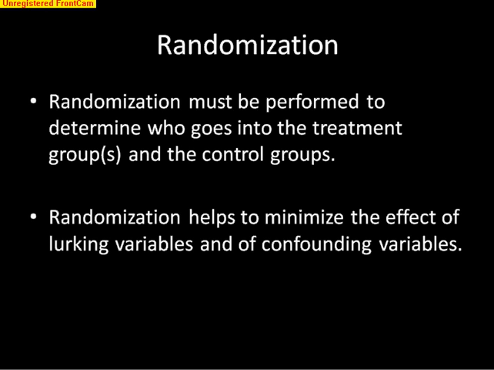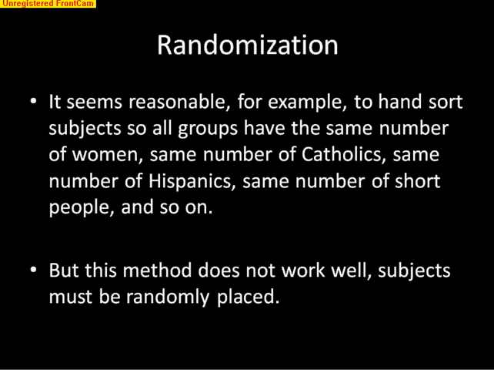And that's why they got better joints and bones, because of that, not because of lifting weights, not because of the calcium. So again, hopefully randomization will evenly disperse those people between the two groups. It does seem reasonable, for example, to hand sort subjects so all groups have the same number of women, same number of Catholics, same number of Hispanics, same number of short people, and so on. But it's not good. The best method is to be randomly placed.